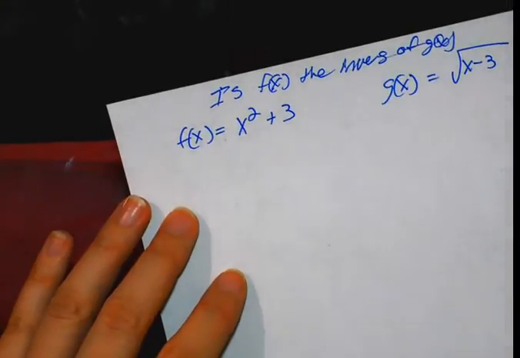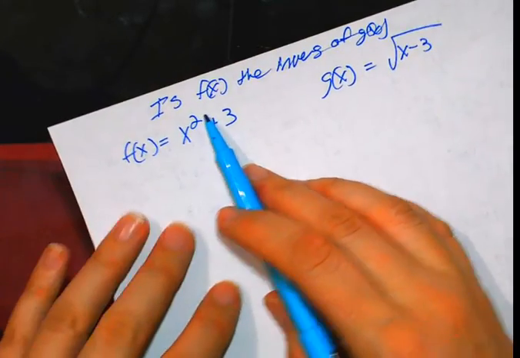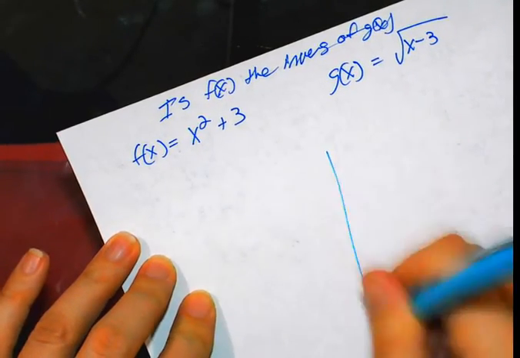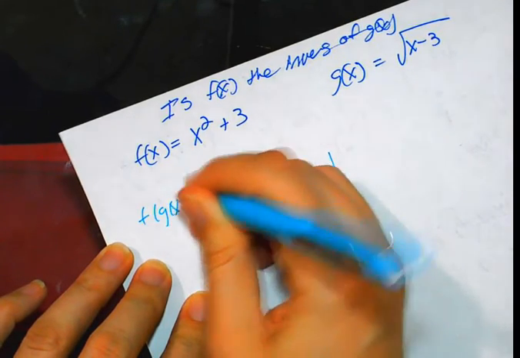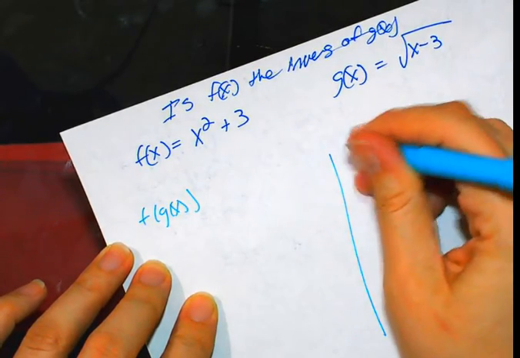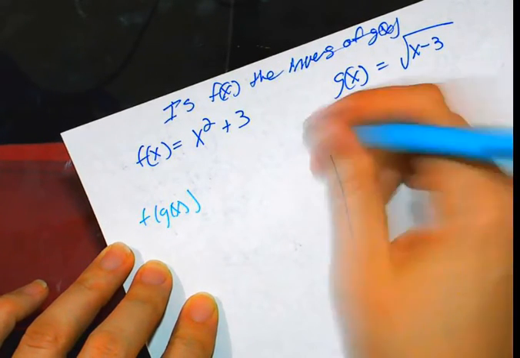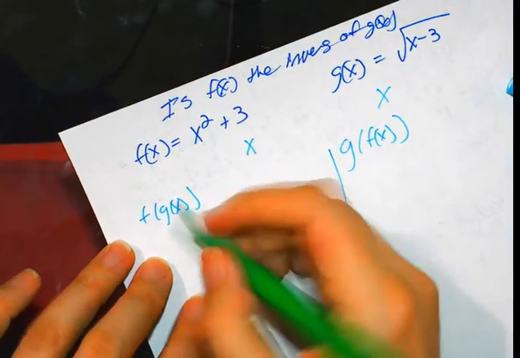Alright, and then the last thing that's not on your review, but I just want to make sure you understand because this is on the test. If it says, is f of x the inverse of g of x? That means I need to prove two things. I need f of g of x, and I need g of f of x. If these equal x on both sides, that means they are inverses of each other. So let's start with the first one.